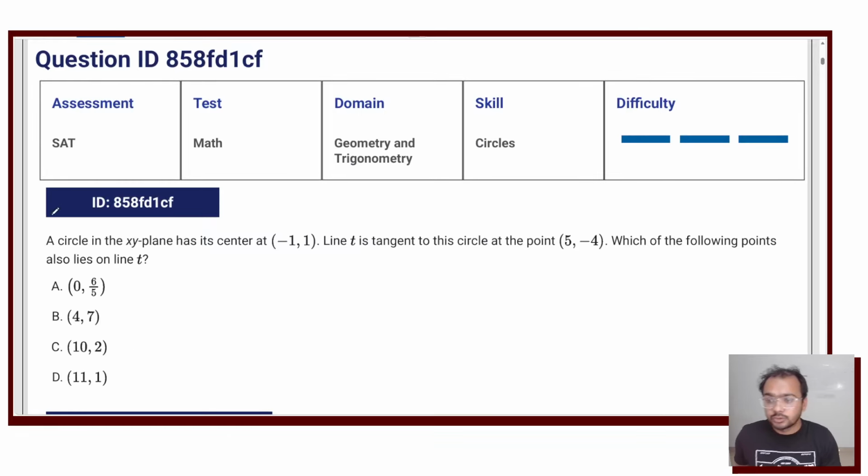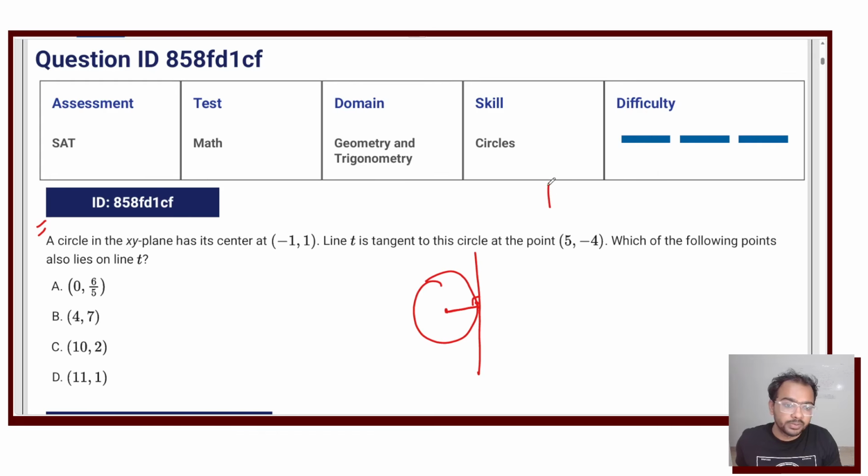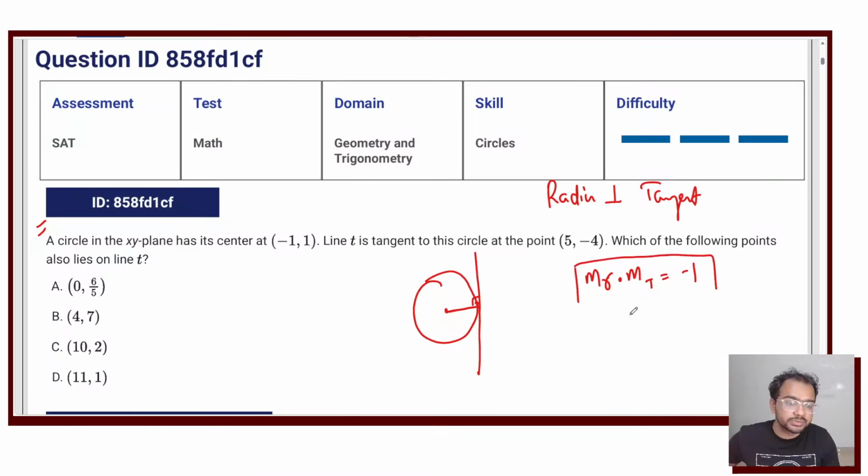Okay, now to solve this question, one more thing we'll discuss first. If you're given a circle and you draw a radius, and at this point if we draw a tangent, this tangent and radius will be perpendicular to each other. So this is one of the properties, that the radius is always perpendicular to the tangent. Another thing, if you have two lines which are perpendicular to each other, the product of their slopes will come out to be negative 1. So these two things we'll be using to solve this question.